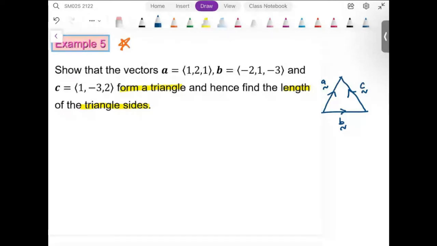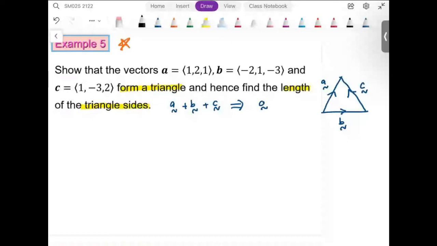Maksudnya kalau kita ada 4 vektor, tambahlah 4. In this case ada 3 vektor. Vektor A plus vektor B plus vektor C. Target kita mesti dapat 0 vektor. So kalau dapat 0 vektor, maksudnya vektor kita tu close lah, forming triangle. Kalau tak dapat 0, maksudnya vektor kita tu terbuka. Dia bukannya forming a triangle. Okay, so that's what we do here.